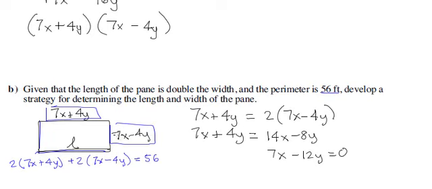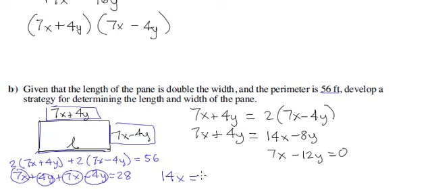If you divide all of that by 2, you can simplify it quite a bit. It becomes 7x plus 4y plus 7x minus 4y equals 28. And then collect terms and you get 7x plus 7x is 14x. 4y minus 4y is just gone, and that equals 28. Now I'm running out of space, so I'm going to solve this kind of fast. Divide both sides of this by 14 and you get x equals 2.